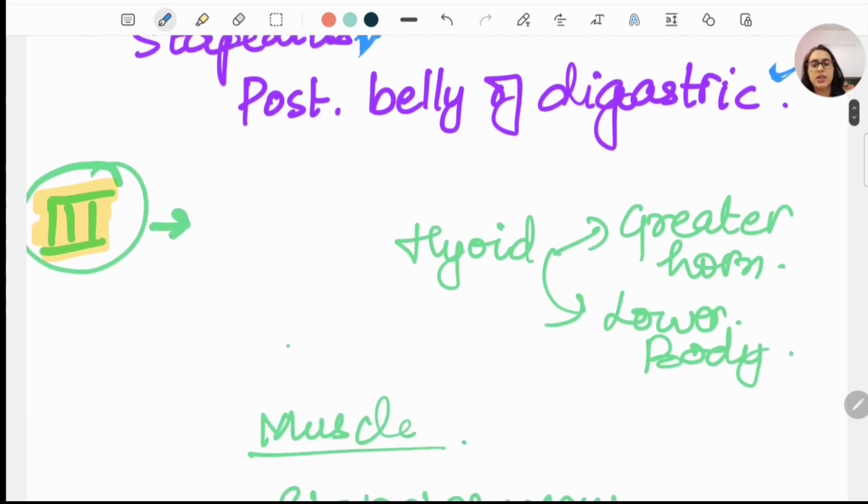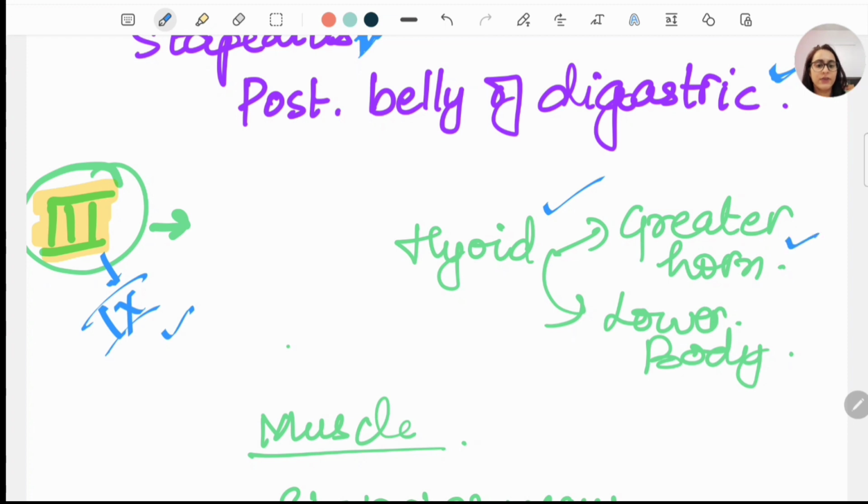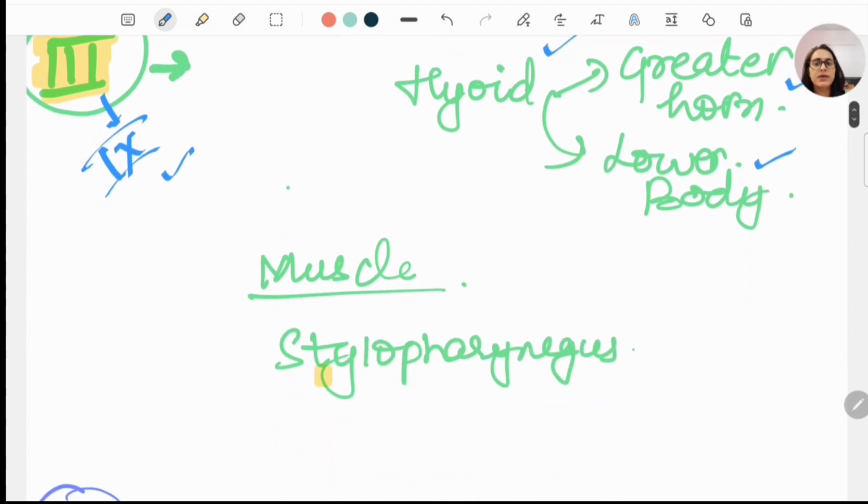The third pharyngeal arch is supplied by the glossopharyngeal nerve. The neural crest cells form the hyoid greater horn as well as the lower body of the hyoid. The muscle of the third pharyngeal arch, remember there is only one muscle, that is SP, you can remember, stylopharyngeus. So this is a derivative of the third pharyngeal arch. Therefore stylopharyngeus is supplied by the glossopharyngeal nerve. The only muscle of the pharynx that is supplied by the glossopharyngeal nerve is the stylopharyngeus muscle.